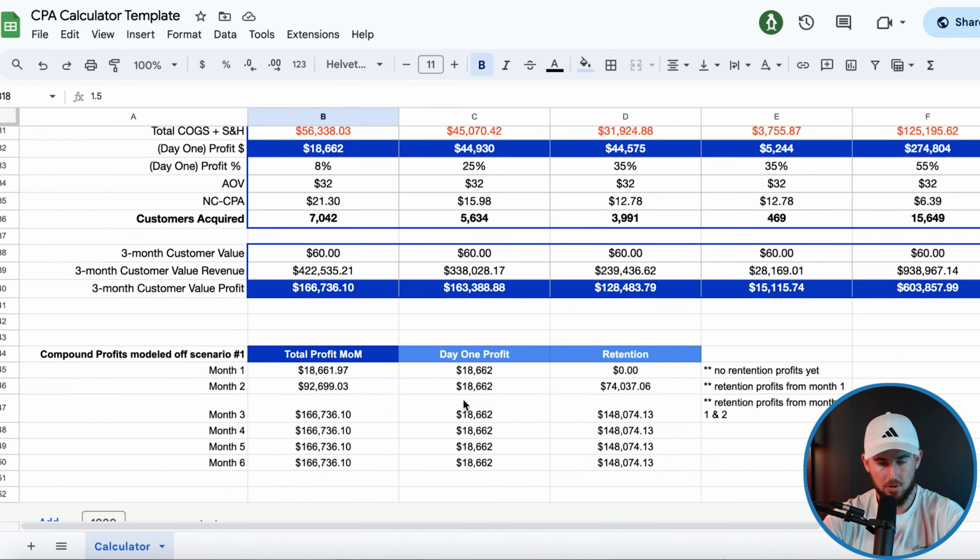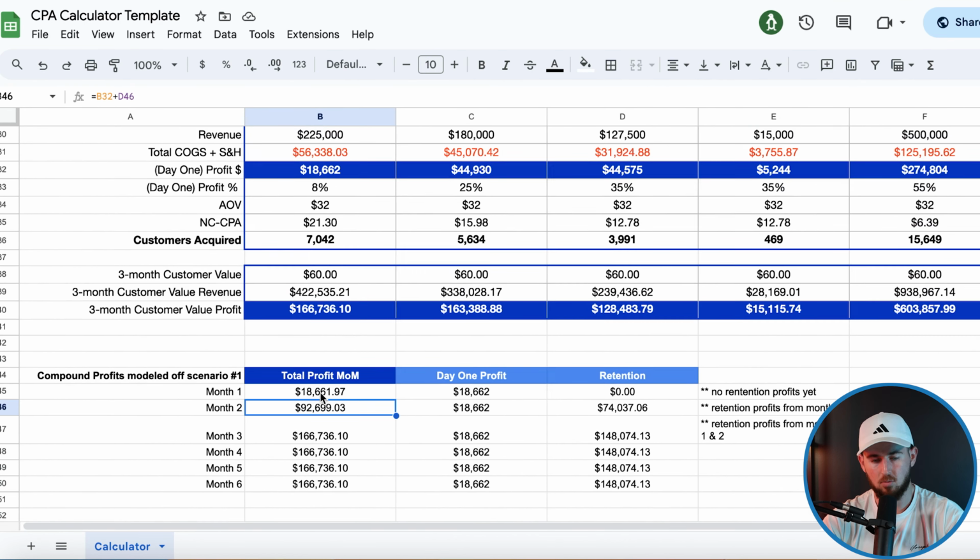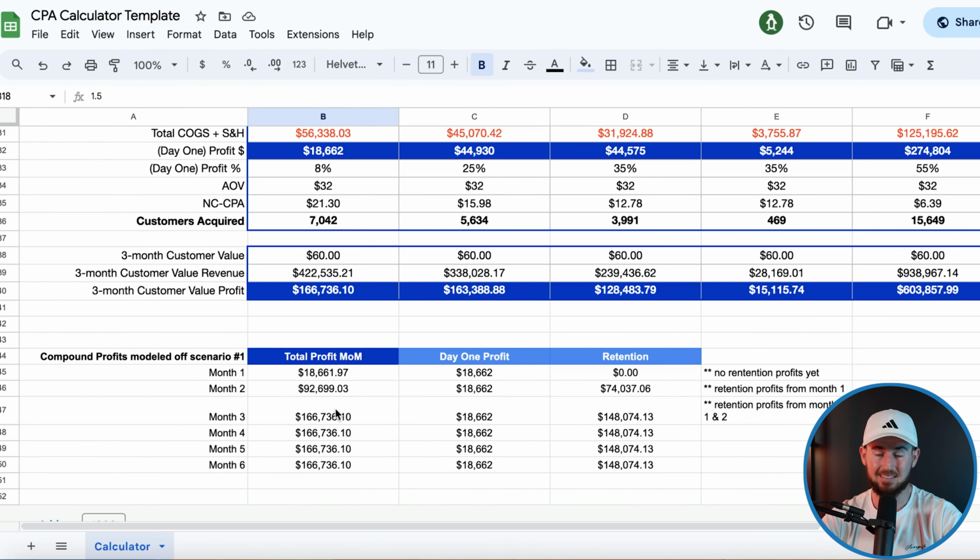So then now we can start looking at this. Month one, $18,000 in profit. Then guess what? We go to month two, $92,000 in profit, because now all these other products are starting to come into play. Then month three, we're at $166,000 a month in profit. Guess what? All we did was improve retention, and we have a lower ROAS than 2x, and we're making $66,000 more a month in profits.